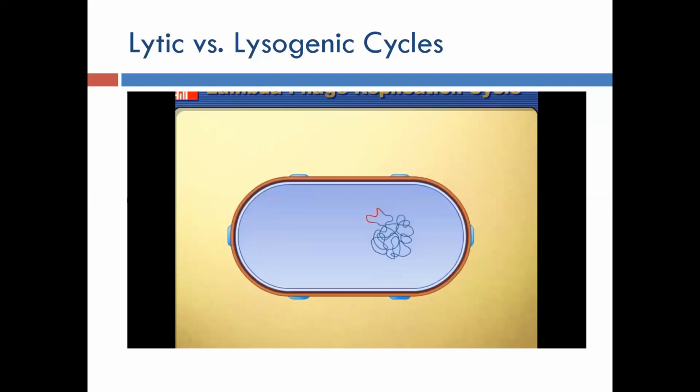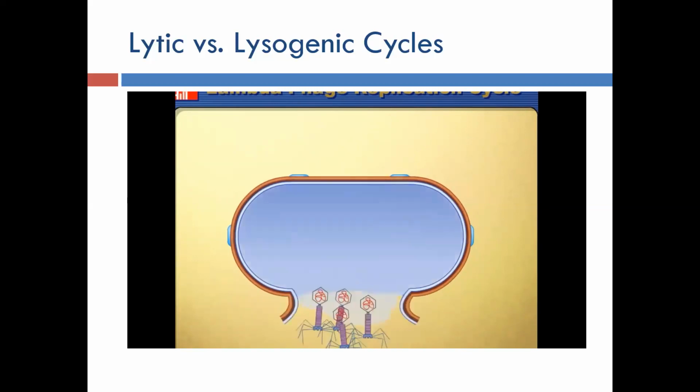And basically what happens, you'll see here that that little piece of viral DNA pops out, and now basically the cell goes through the lytic cycle. So the second half of the lysogenic cycle is basically the lytic cycle. So what's going to happen? It's going to destroy the host DNA, it's going to start making the proteins, and there we go.